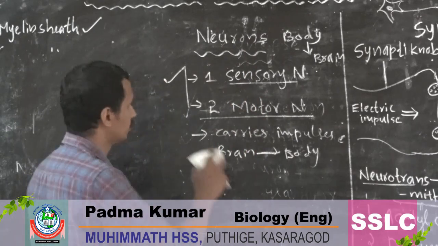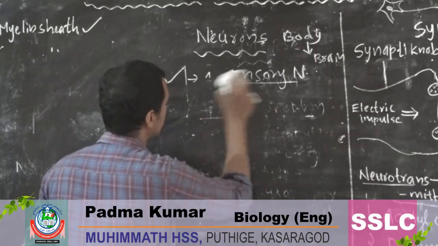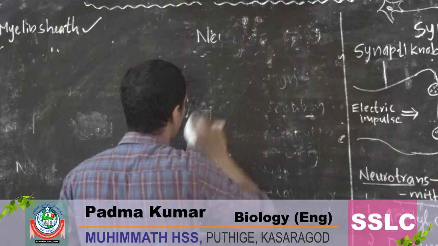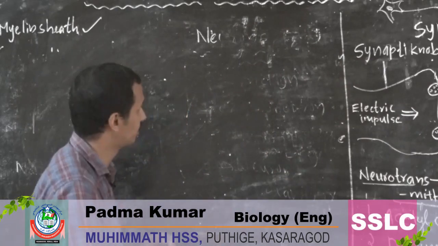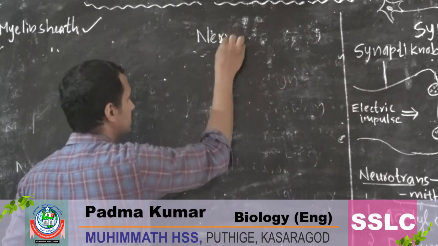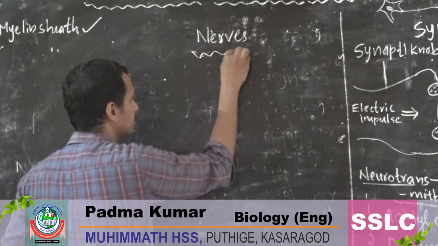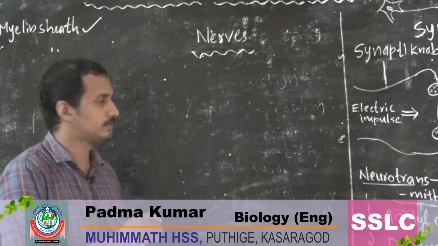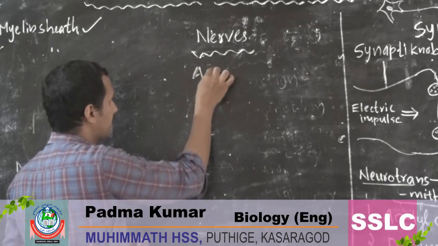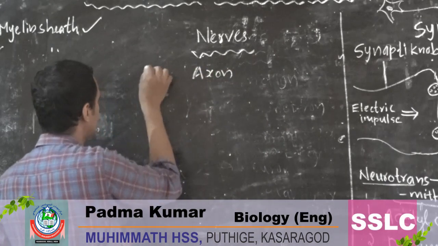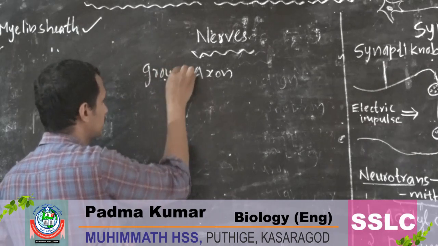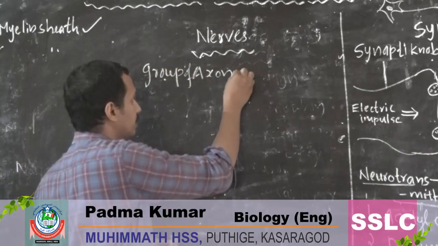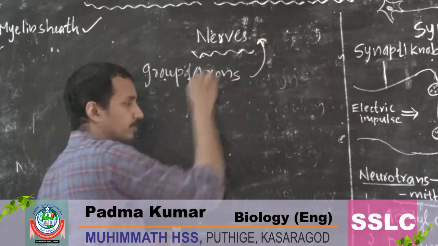Now let us move to our topic, that is nerves. We already discussed neurons. Now we have to discuss nerves. So what are nerves? A group of axons. Nerves are nothing but a group of axons. A group of axons is usually called a nerve.